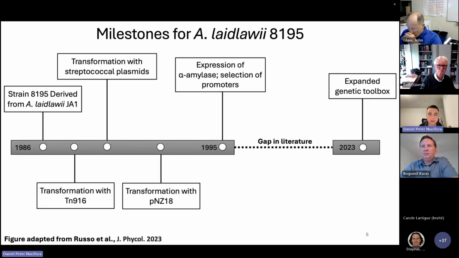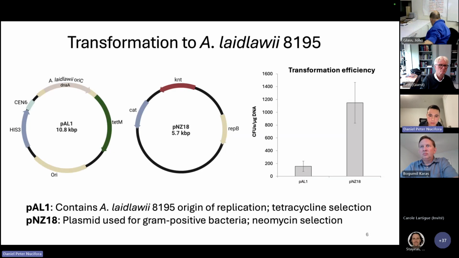And there have been some genetic tools developed for strain 8195 over the past. However, at around 1995, there's a pretty big gap in the literature. And since then, it's been becoming harder to reestablish or replicate some of the things that have been done with this strain in the past. And therefore, when I first started working with laidlawii, the first few years of my research were spent attempting to recreate, reestablish, and expand on the laidlawii genetic toolbox. So I'd like to discuss some of the things that I have done for this strain to date.